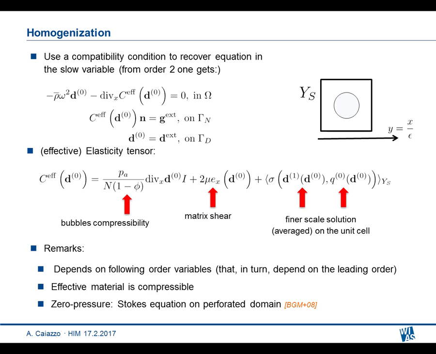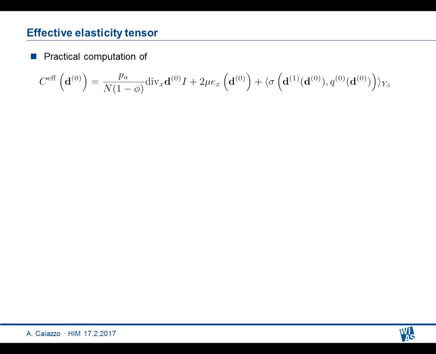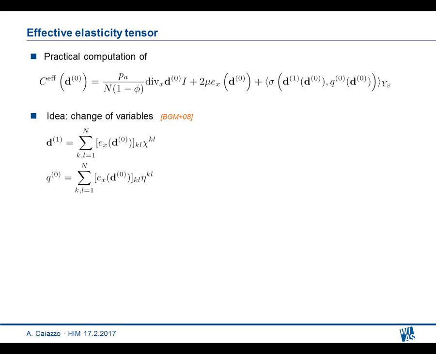Okay, so the problem now is we want to get rid of this fine scale contribution to have a practical computation of this tensor. And the idea is this is the average of a stress of the fine scale solution. The idea is to change the variable. This trick was in a previous paper. So we rewrite the displacement and the Lagrangian multiplier, rotating the frame according to the deformation tensor of the order 0. So formally it's relatively simple.